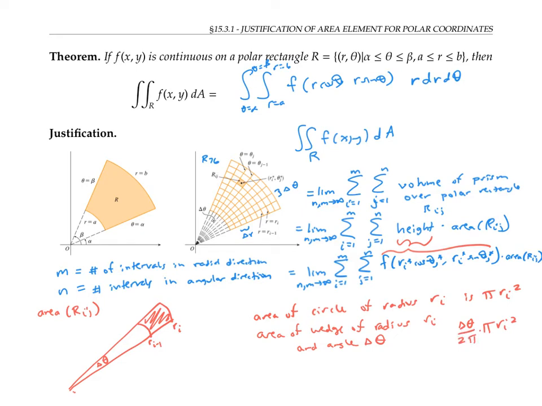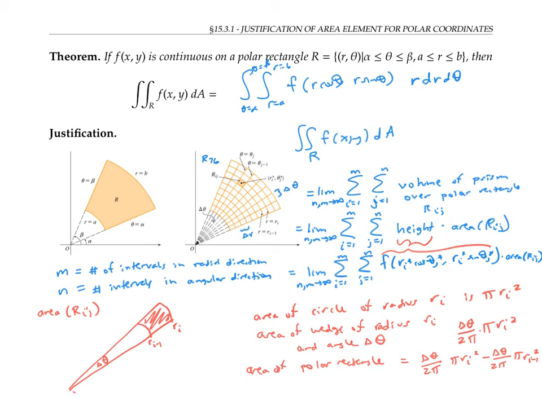So that gives the area of my wedge, but I just want the area of this polar rectangle. So I need to take the area of the big wedge of radius r_i and subtract the area of the smaller wedge of radius r_(i-1). So the area of the polar rectangle is going to be delta theta over 2 pi times pi r_i squared minus delta theta over 2 pi times pi r_(i-1) squared.